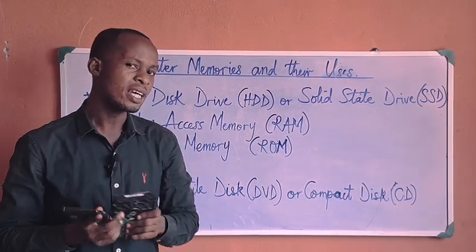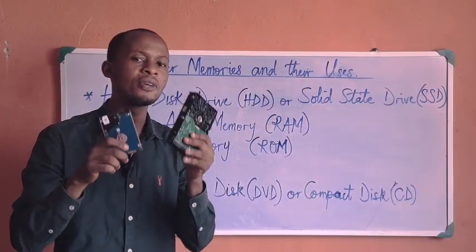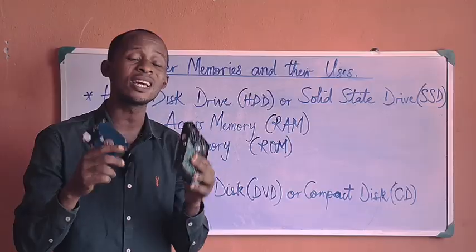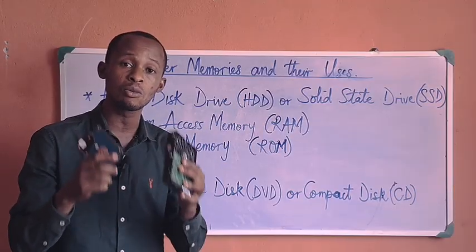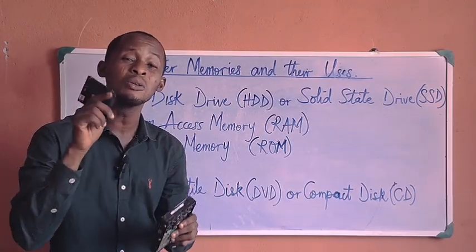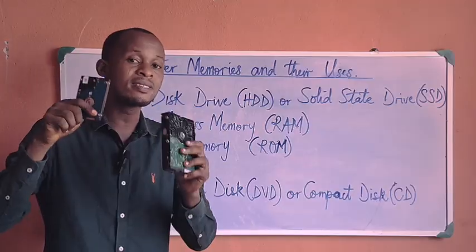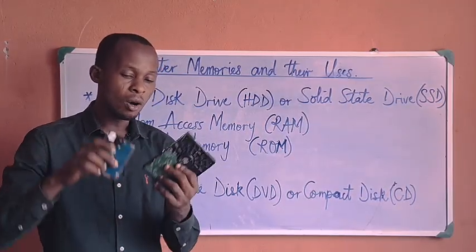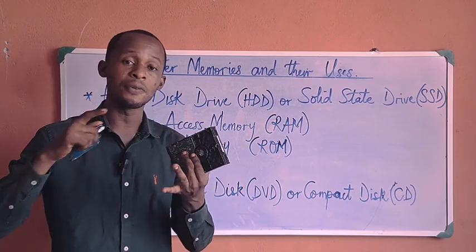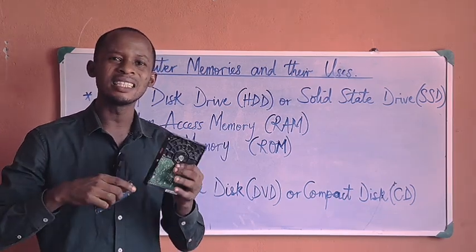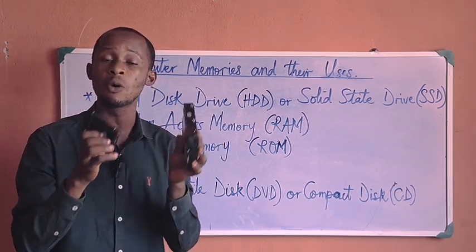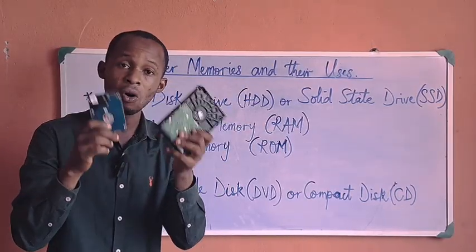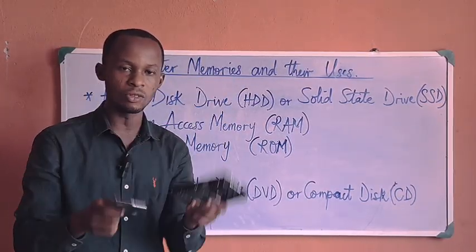So what does that mean? If I remove the hard disk drive of a computer system, it simply means that whatever work or file or document that has been saved, including the operating system, will no longer be there, because operating systems, files, documents, and every other thing that you save on the computer system is on this device, on this component called the hard disk drive.